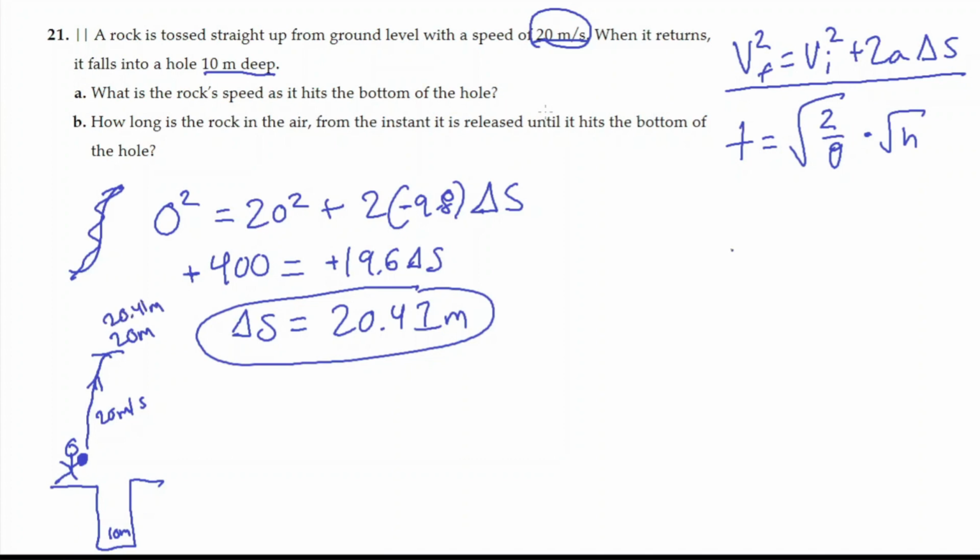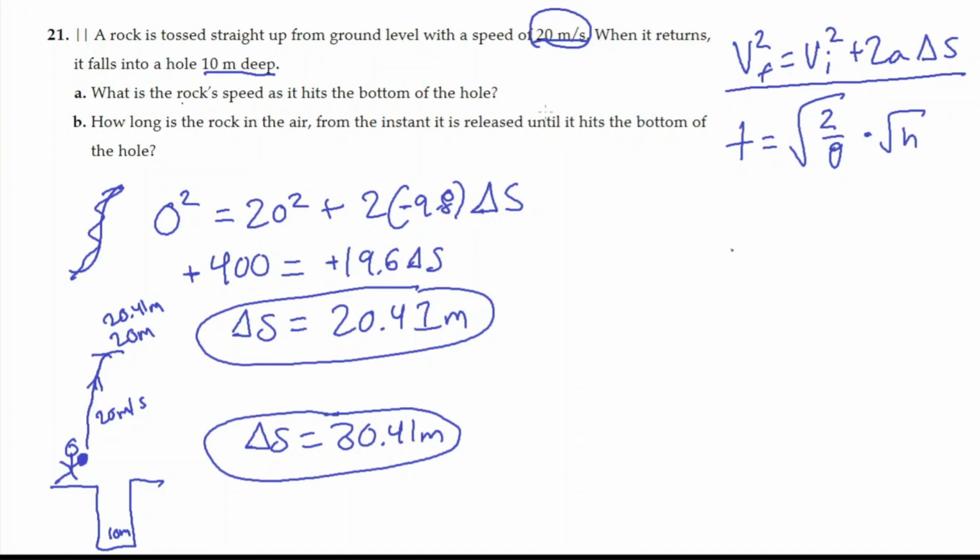20.41 meters. So we know the top most point of the rock, and the bottom most point is going to be 20 plus 10, or 20 minus negative 10, which is 30.41 meters. So delta S of everything is going to be equal to 30.41 meters. And now we start answering the questions. Now we know that stuff.